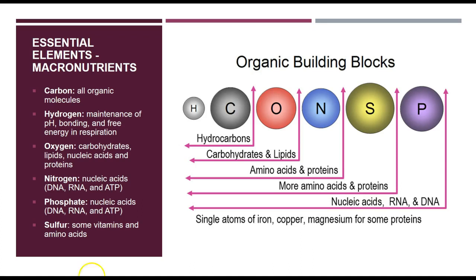What do microorganisms need? So all living things need some essential elements, and we call those the macronutrients. They're macronutrients because they are found in large amounts within living things. There are 6 elements that make up most organic compounds. The first is carbon, and carbon is essential to all organic molecules. It's not organic if it doesn't contain carbon.